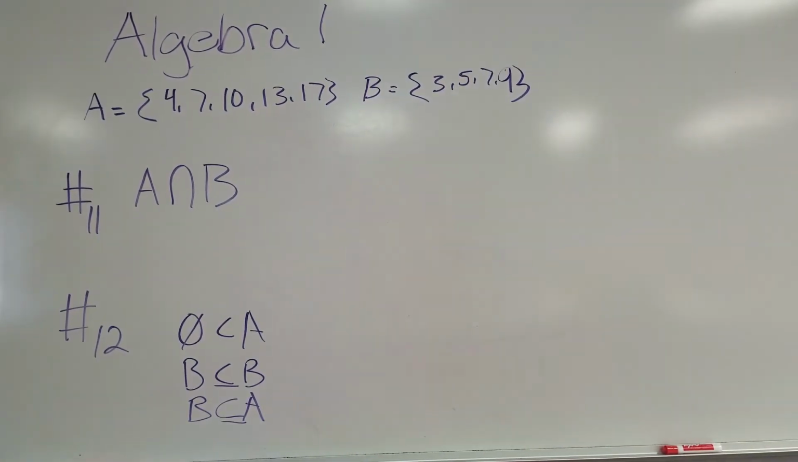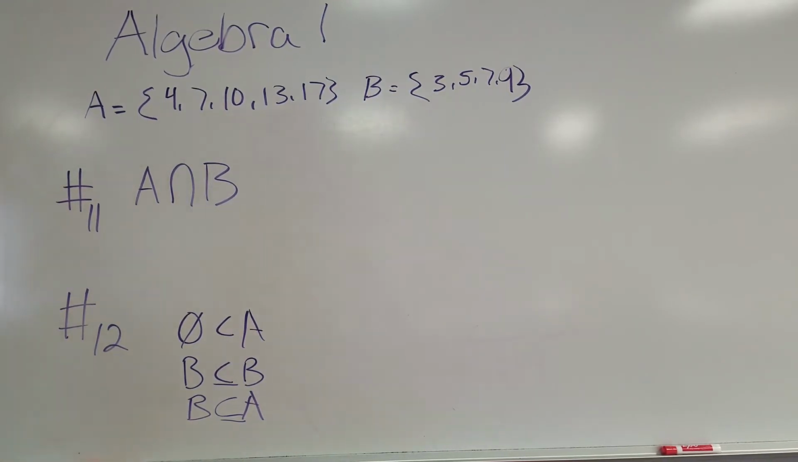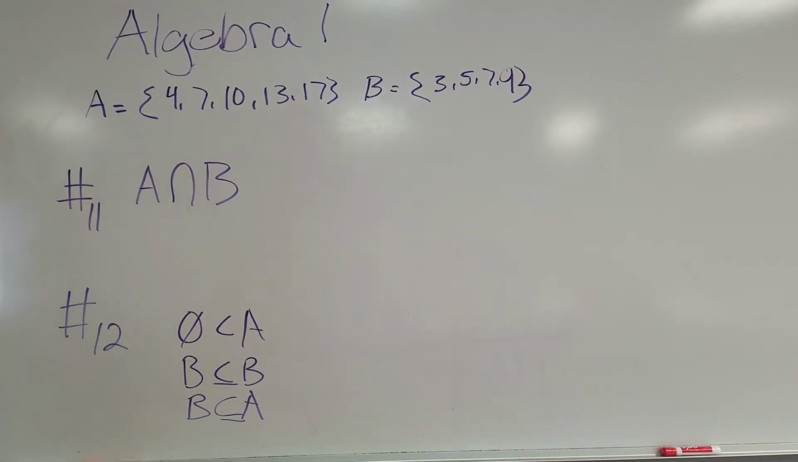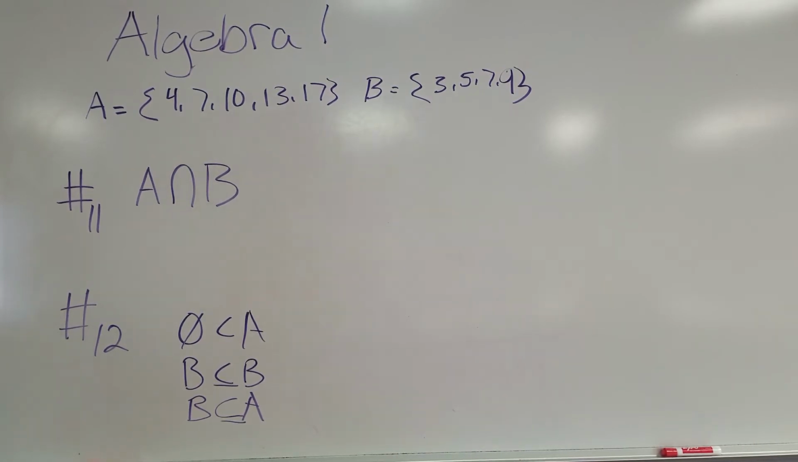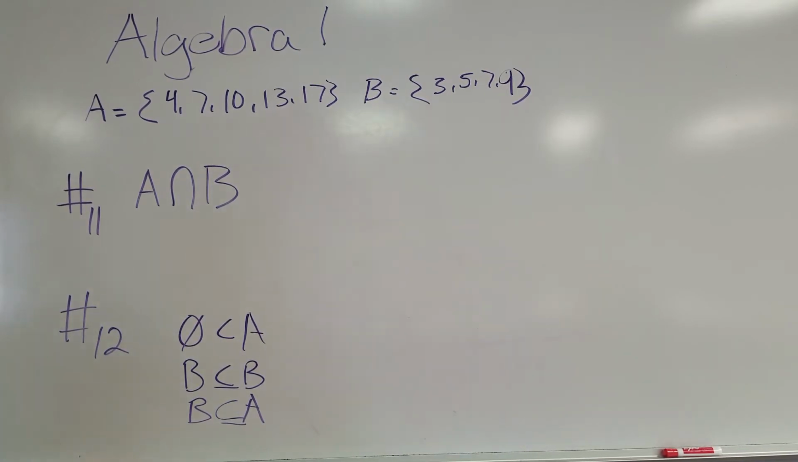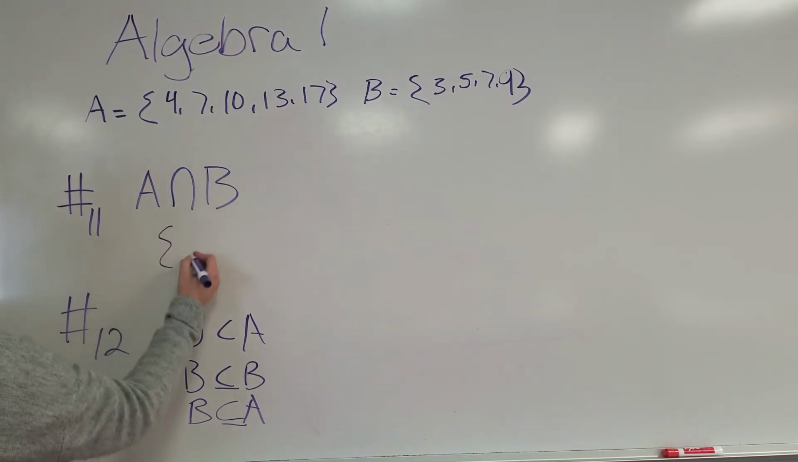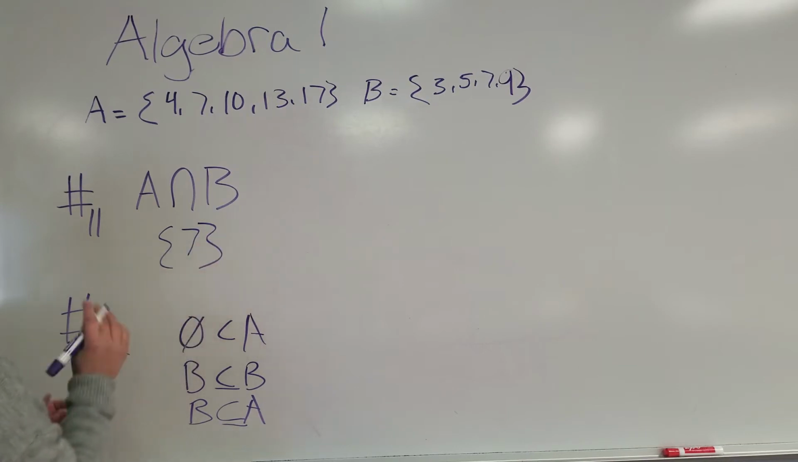Now we're going to do some problems with sets. They ask you on number 11 to find the intersection. That's what the upside down U means. The intersection of A and B. That means what is in both A and B. So A contains 4, 7, 10, 13, 17, and B contains 3, 5, 7, 9. So the only thing common in both of them is 7. So their intersection is 7.